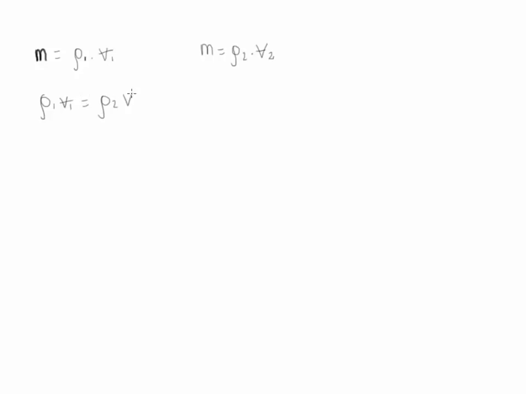density 2 times volume 2. We know that the volume at the beginning is 1 cubic foot, and the volume at the end is half a cubic foot. Therefore, we see that density 1 is going to be equal to half of density 2. And we're going to be able to use these quantities later on.